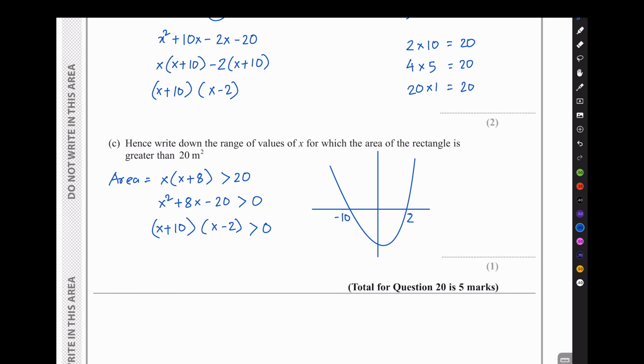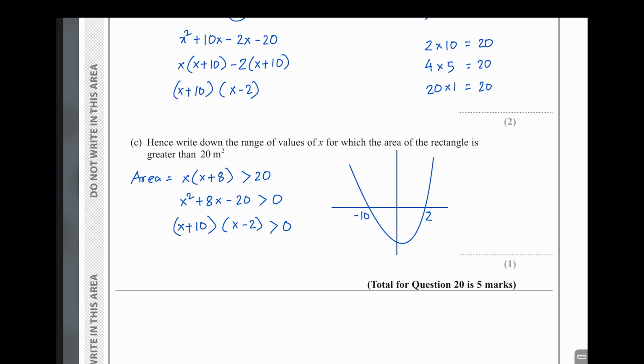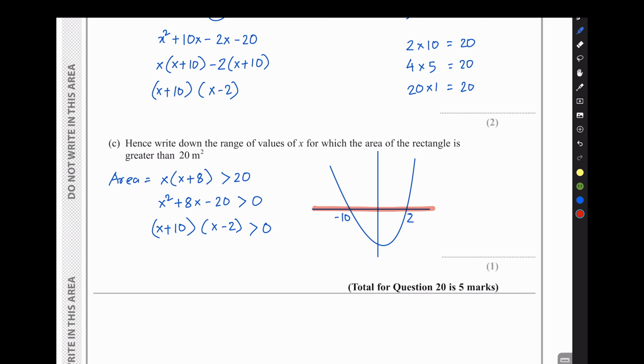Now we need to find the region where the graph is greater than 0. This line is the 0 line. In this particular region, the graph is above this line, and in this region too, the graph is above the 0 line. So these are my required regions.